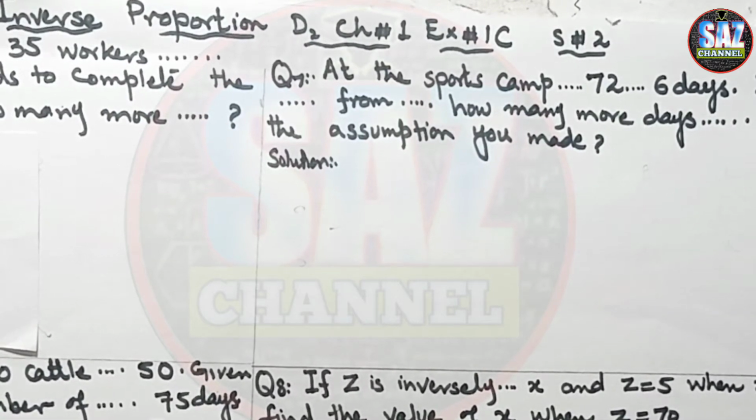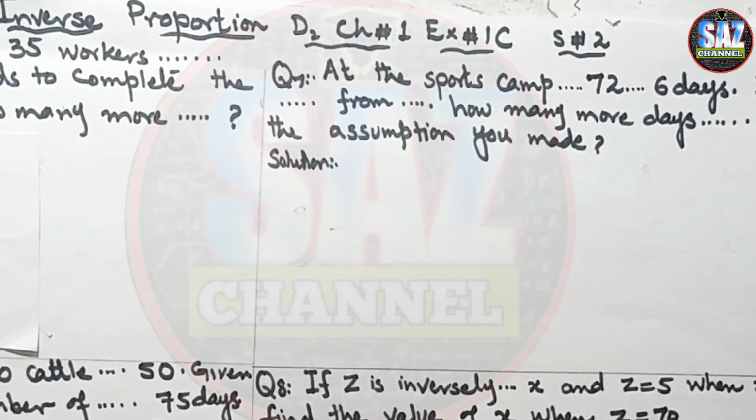This is my second lesson of D2, chapter number 1, exercise 1C, that is about inverse proportion. What is inverse proportion and how to understand it? If an increase in one quantity causes a proportional decrease in the other quantity, or a decrease in one quantity causes a proportional increase in the other quantity, then the quantities are said to be in inverse proportion.